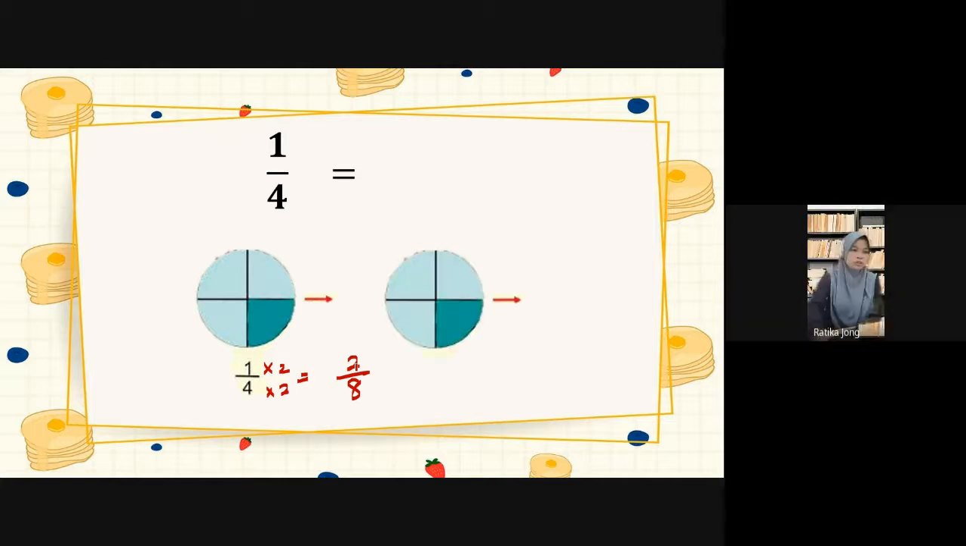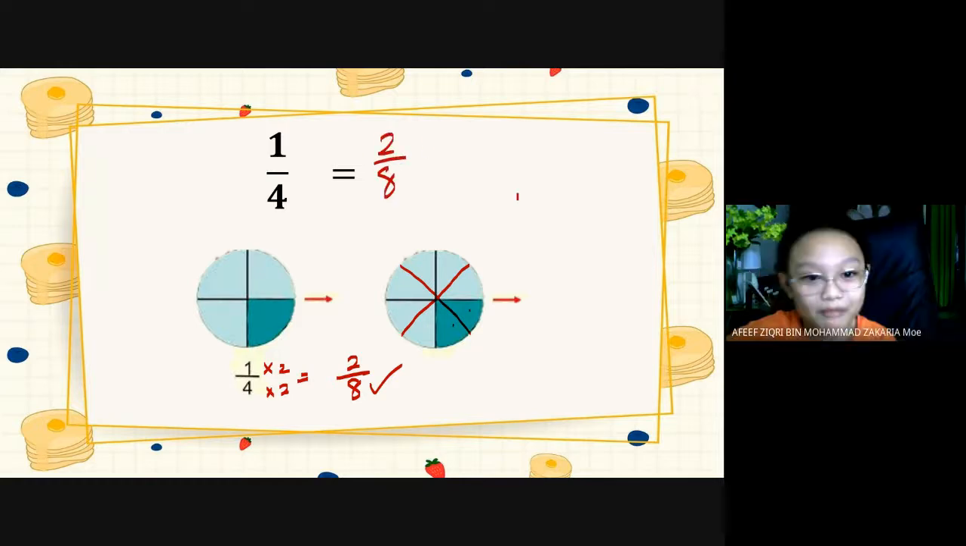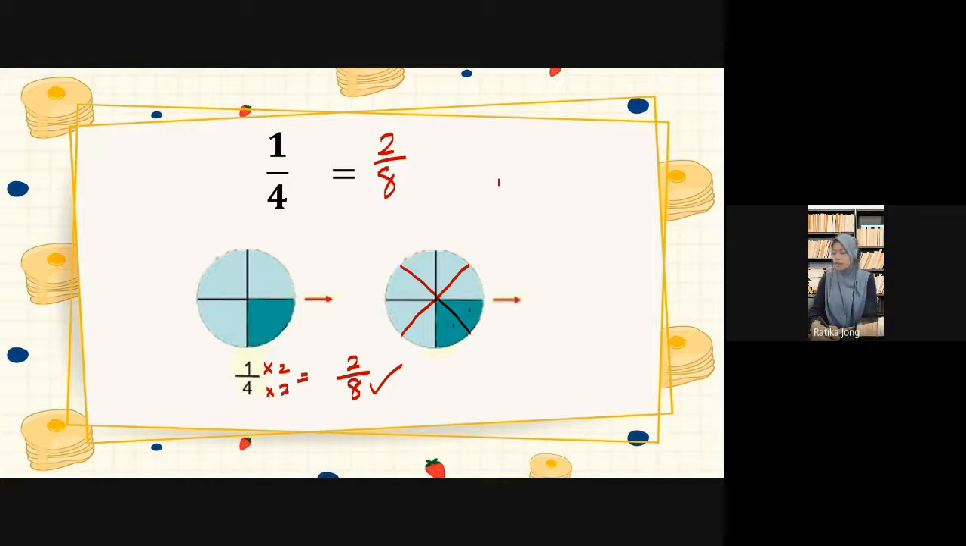Okay, now let's look. So I need to divide it into 8 parts. So I divide macam ini, and also I divide like this. Okay. So what is the fraction for this picture? 2/8. Yes. So we can say that 2/8 is equivalent to 1/4. Sama size, nombor yang berlainan, that is equivalent fraction.